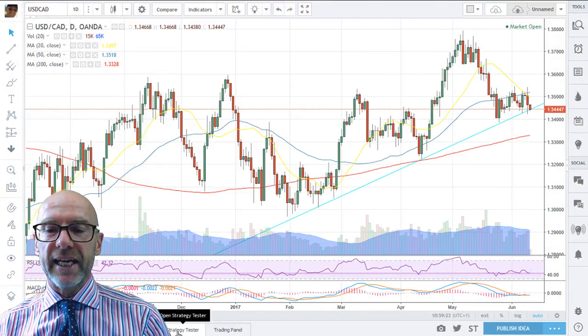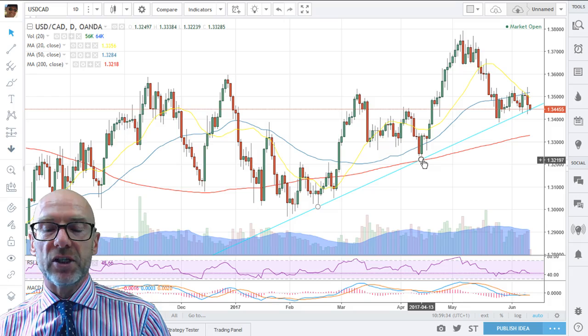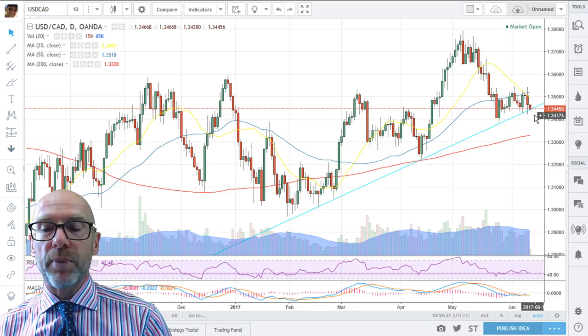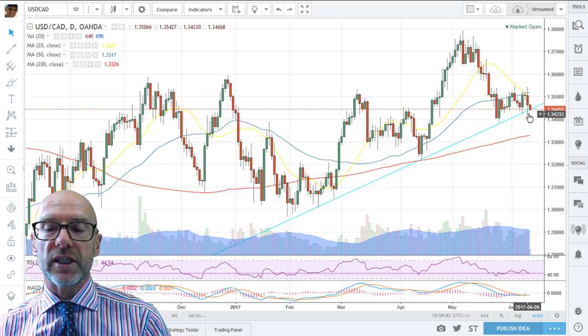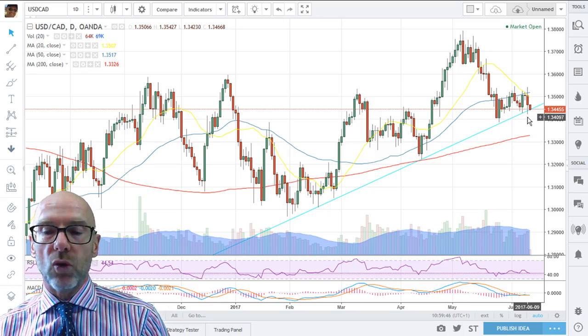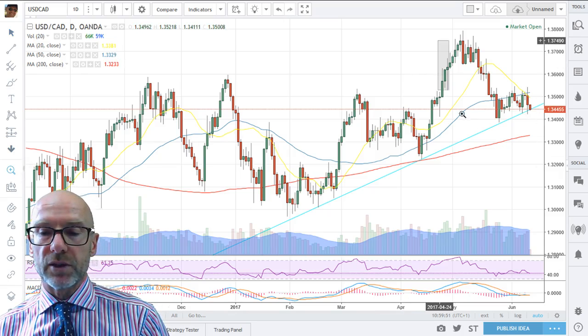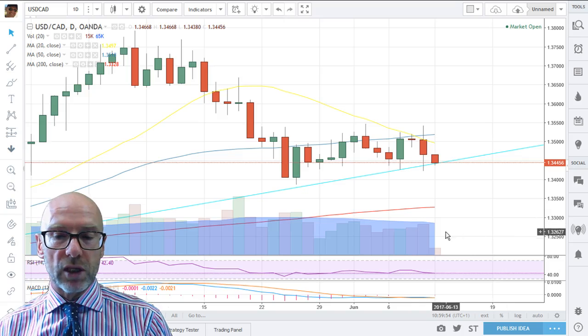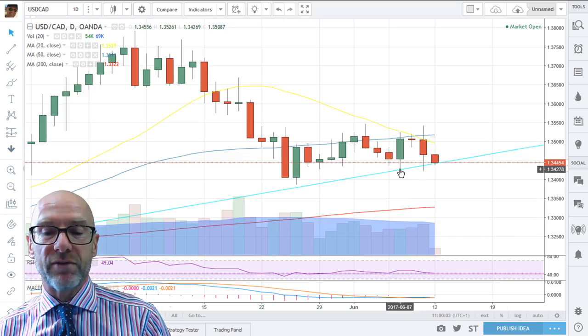So here we have the daily on the USDCAD, and what you can see is that I've drawn an uptrend line through the low of 16th of Feb and the 13th of April, and that we're bang on this line at the moment. But you will see that on Friday we did actually go below the line, and also if you look very closely, in fact I'll zoom in on this area here. If you look closely at the low of Friday, you can see that it was below the low that we had on the 7th of June.